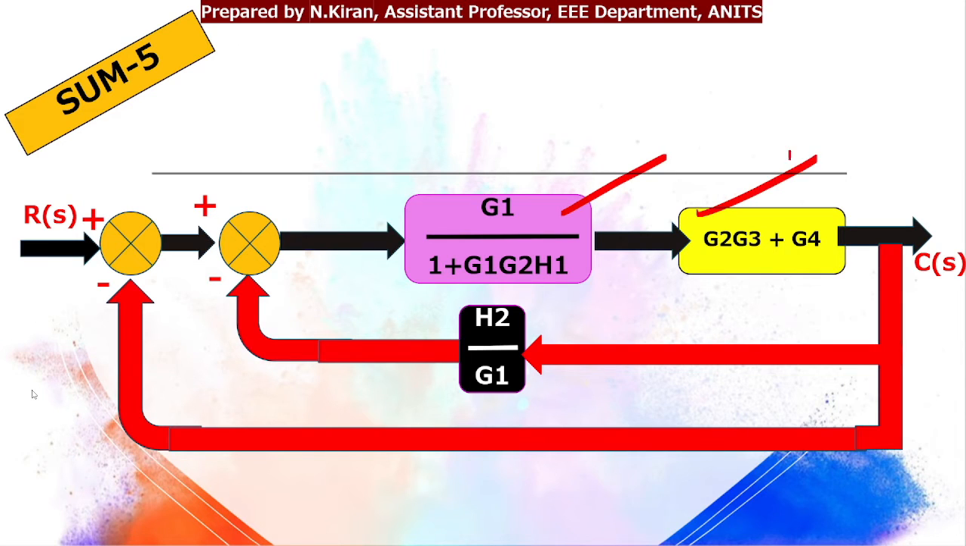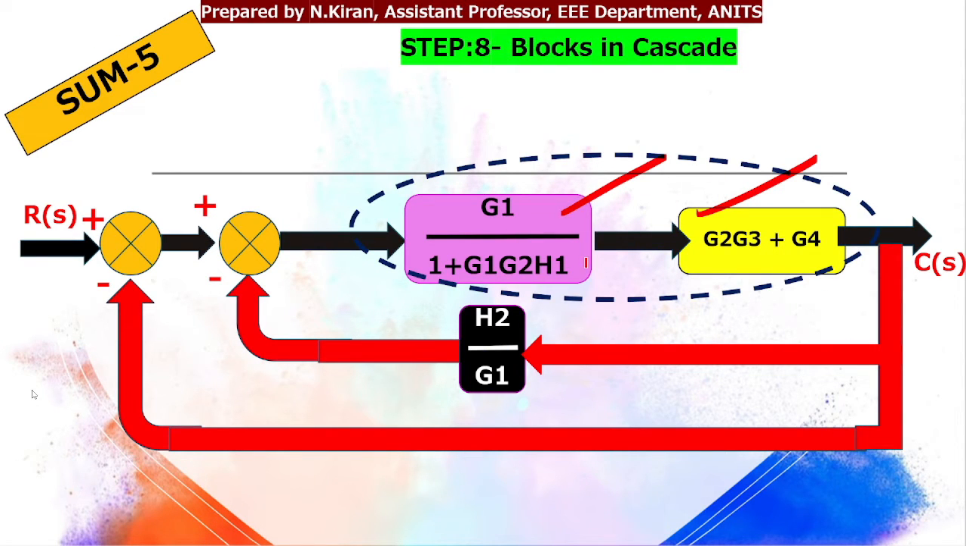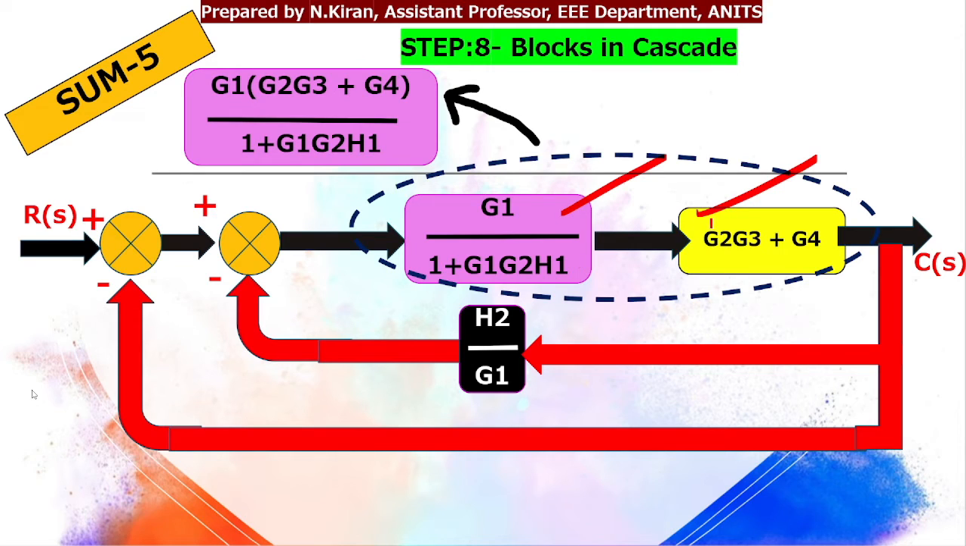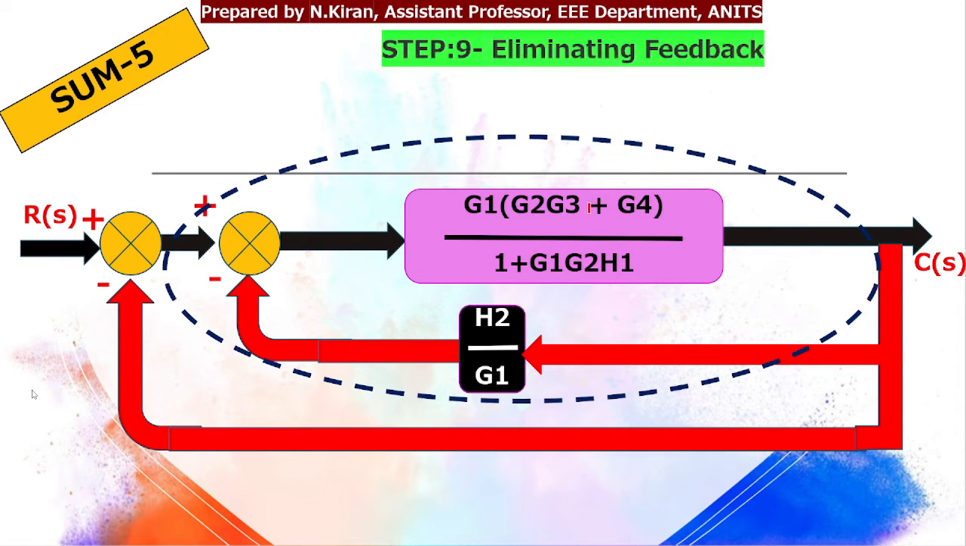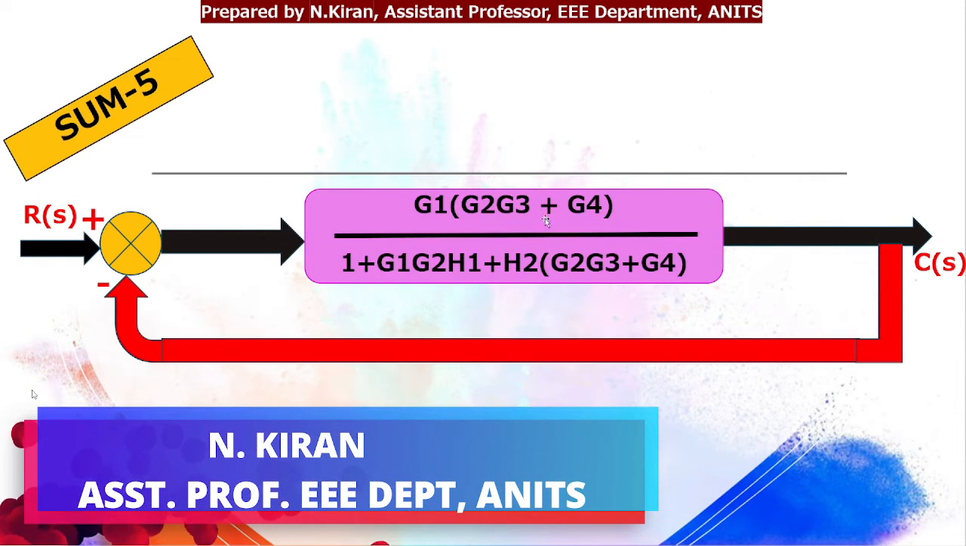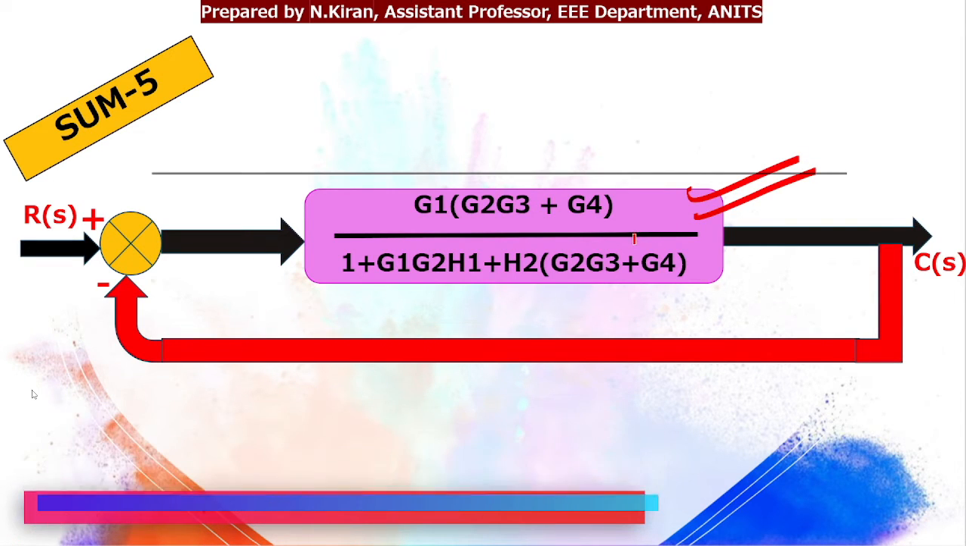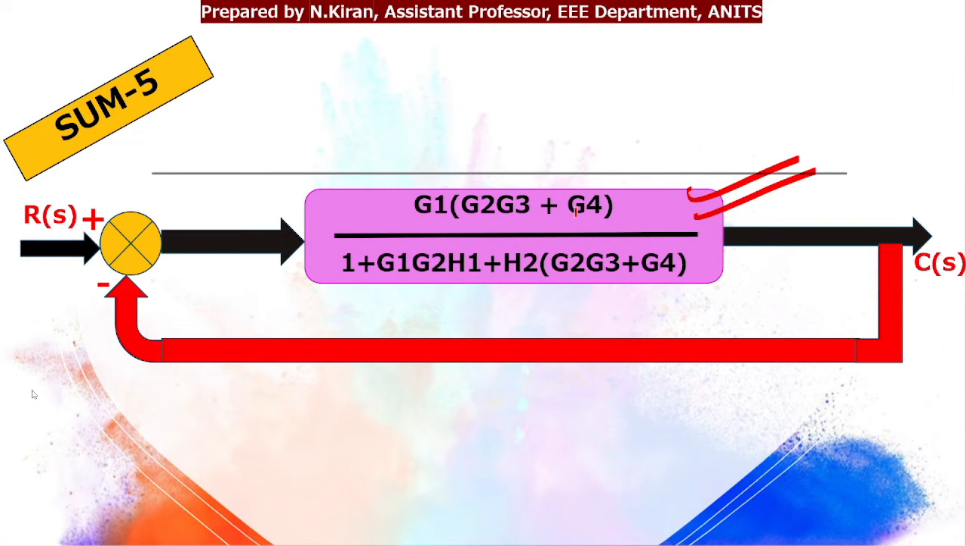So these two blocks are in cascade. I'll just multiply these two blocks. That will give me G1 into G2 G3 plus G4 divided by 1 plus G1 G2 H1. Obviously this is a feedback loop. Applying the formula, you will get this on simplification: G1 into G2 G3 plus G4 divided by 1 plus G1 G2 H1 plus H2 into G2 G3 plus G4. Again here the feedback path value is 1. This is in place of G.